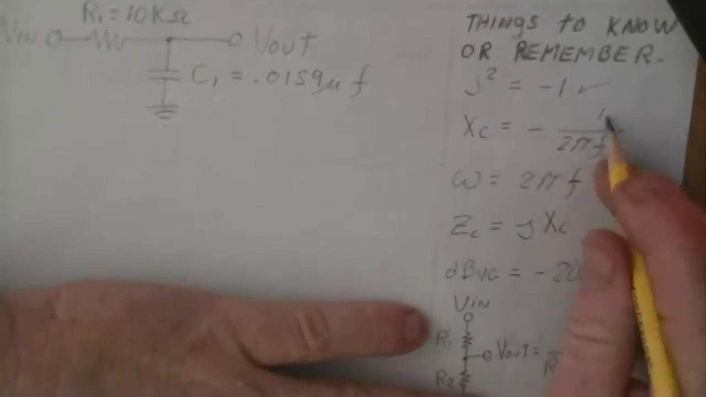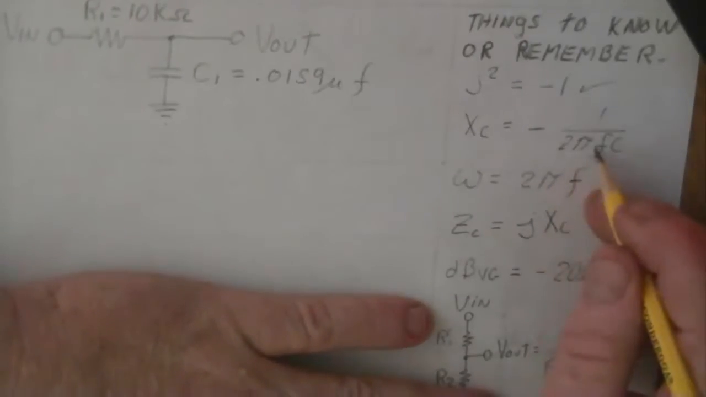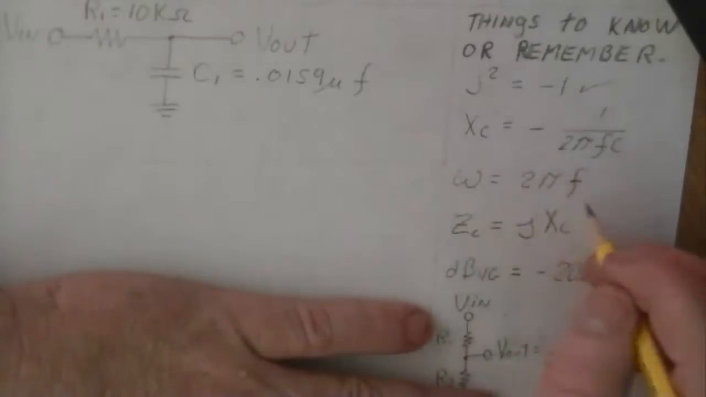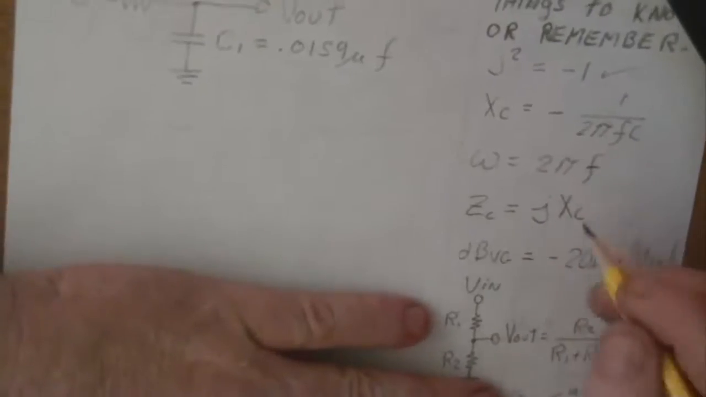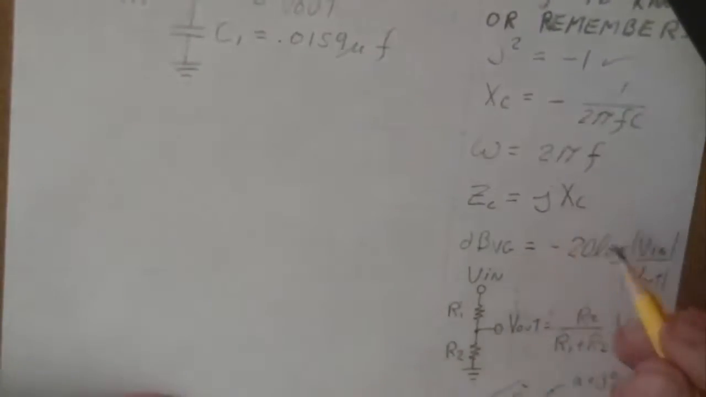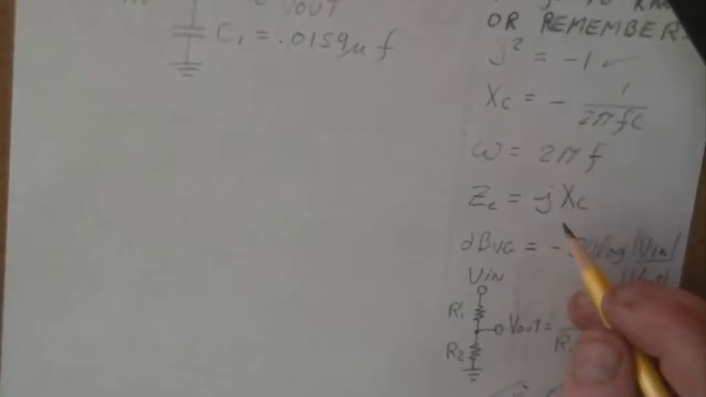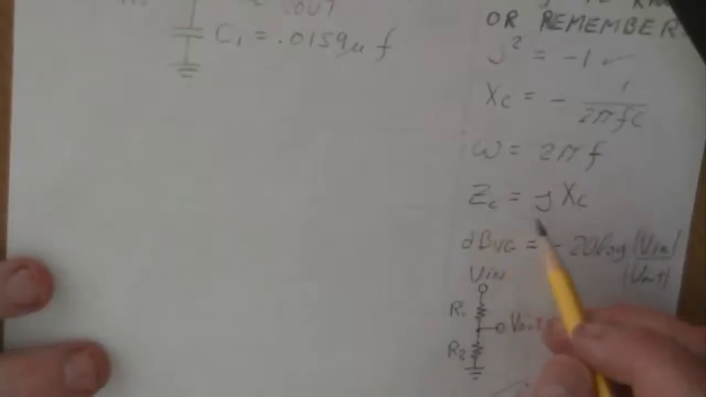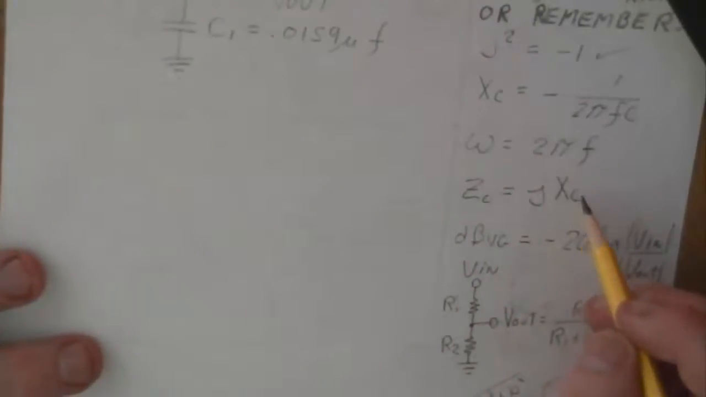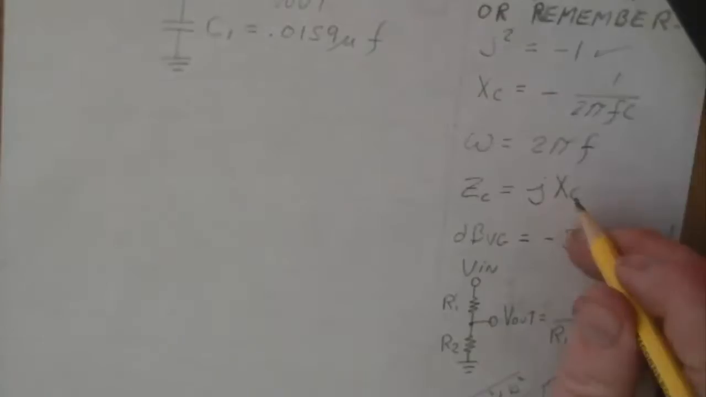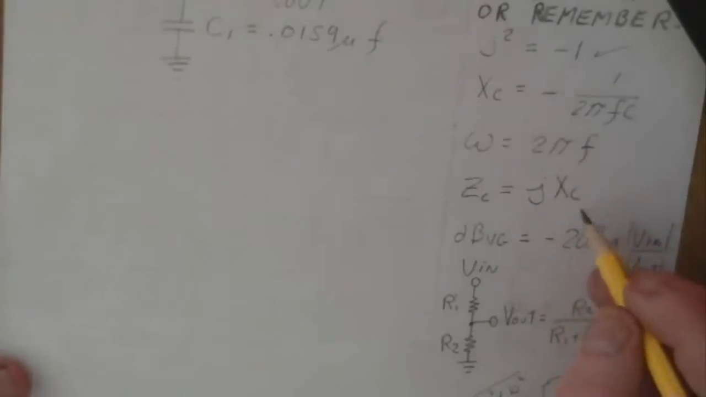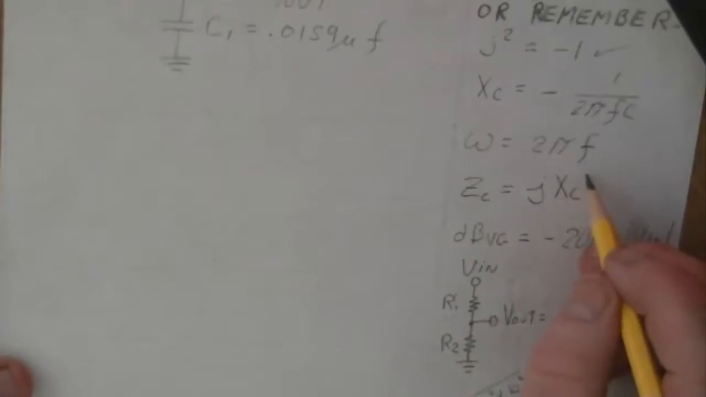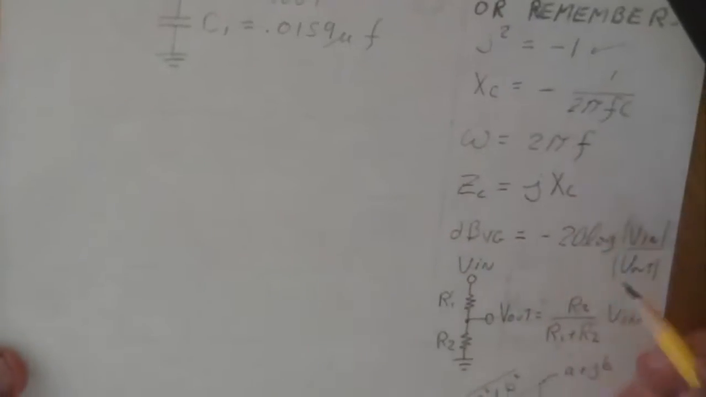Also, sometimes you'll see this formula with an omega in place of the 2πf. That's pretty much standard in many of the engineering textbooks. Also, the equivalent of resistance for a capacitor, or the impedance of the capacitor, is equal to j times the capacitive reactance, X_C. So that's sort of the equivalent of a resistor for a capacitor.